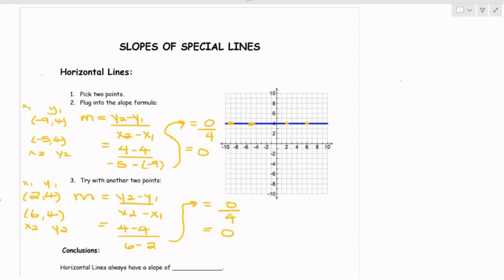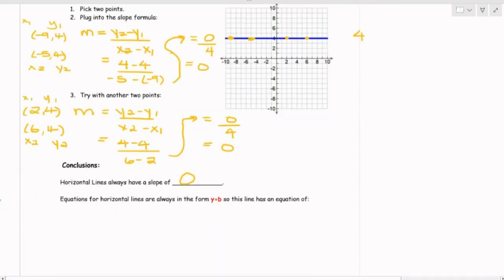So what is our conclusion? Right now, if you notice, the numerator was always 0. And it made sense because the y values are always what? 4. The y values, no matter what, on this line are 4. So if I do 4 take away 4 all the time, we're always going to get a slope of 0 for our horizontal lines. Now, that becomes interesting because we have the equation y equals mx plus b, correct?